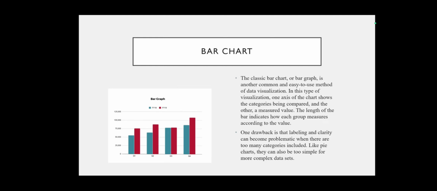Second one, bar chart. The classic bar chart or bar graph is another common and easy-to-use method of data visualization. In this type of visualization, one axis of the chart shows the categories being compared and the other a measured value. The length of the bar indicates how each group measures according to the value. One drawback is that labeling and clarity can become problematic when there are too many categories included. Like pie charts, they can also be too simple for complex data sets.